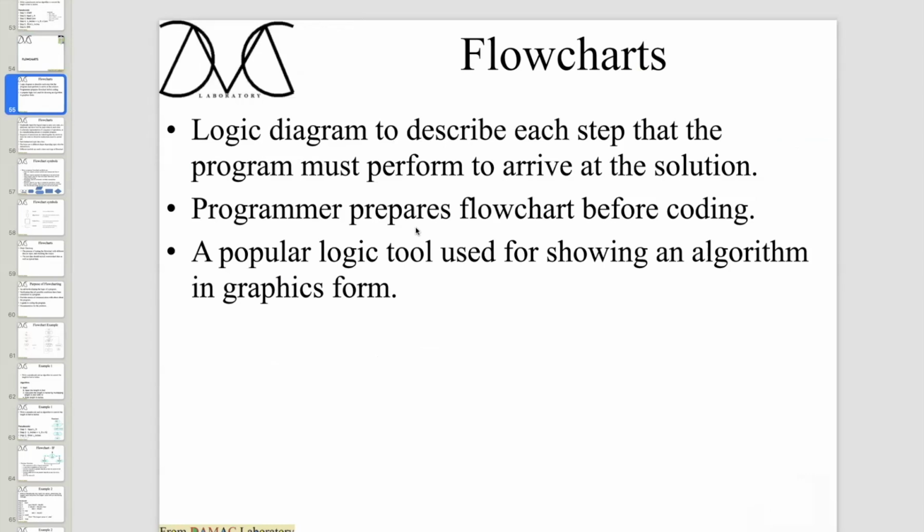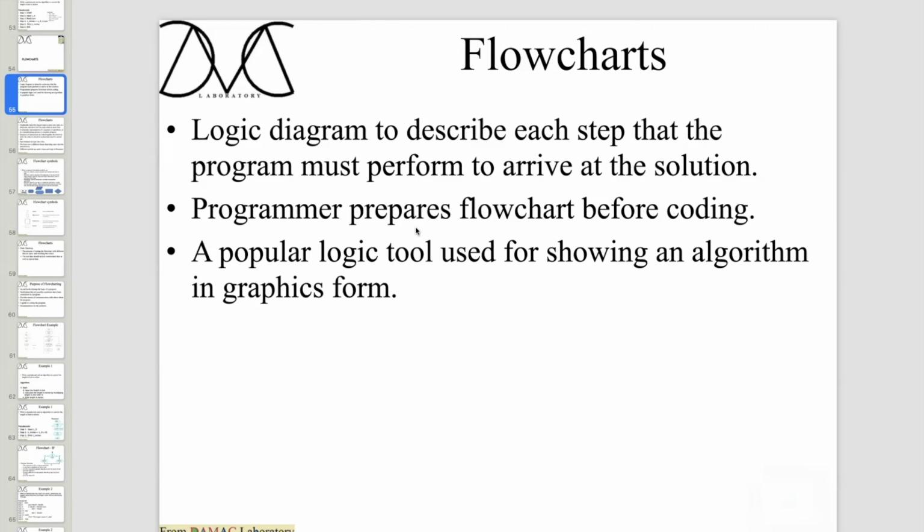A flowchart is nothing but a diagram which shows you the logical flow of a process which leads to a solution. And during that logical flow you have different symbols to use. Each symbol has its own meaning, and we draw the flowchart before writing the code. That means it will be used as a guideline to write the code.